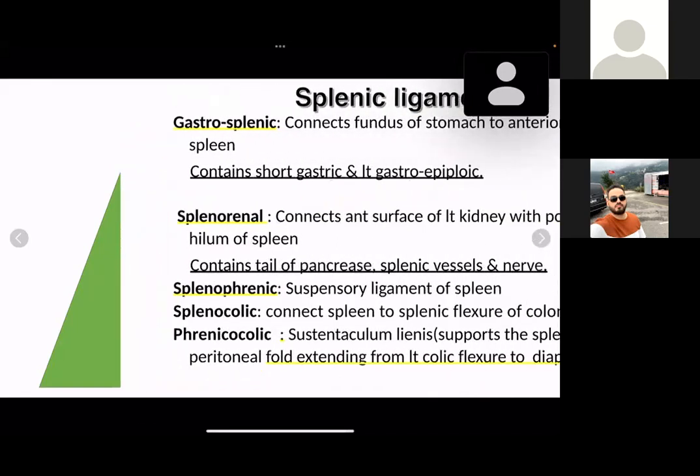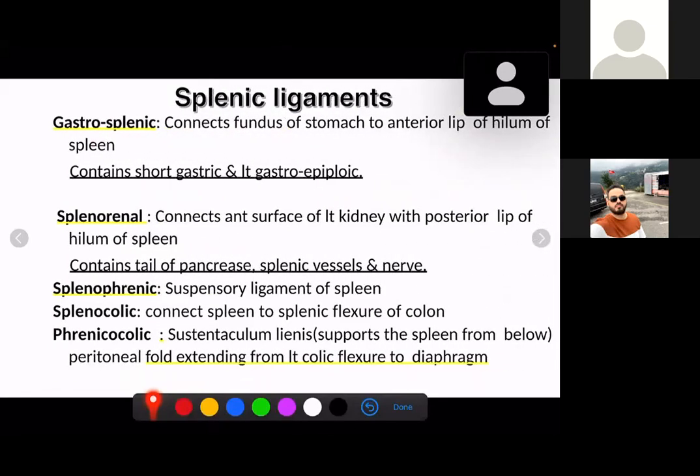As we said, of the splenic ligaments, we have 5. The gastrosplenic and splenorenal are the most important. The gastrosplenic connects the fundus of the stomach to the anterior lip of the hilum of the spleen, and it contains the short gastric vessels and the left gastroepiploic.